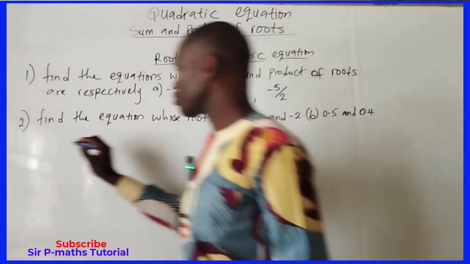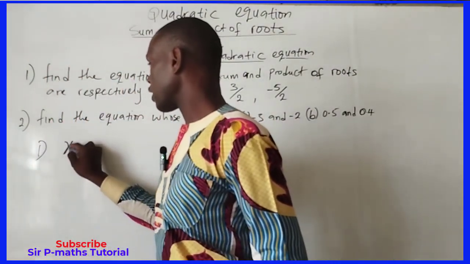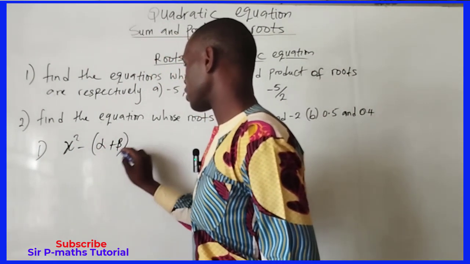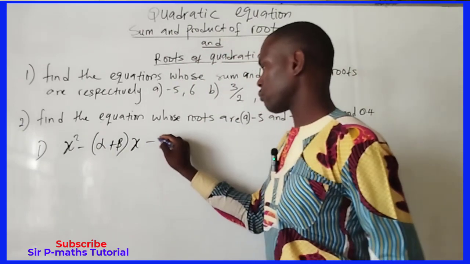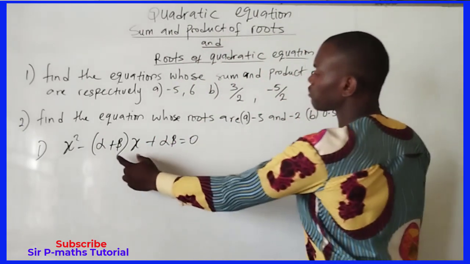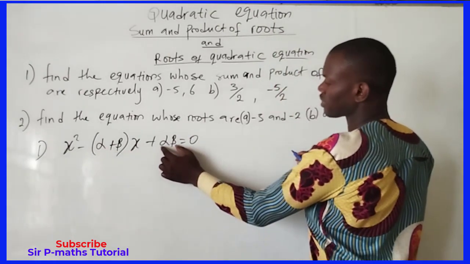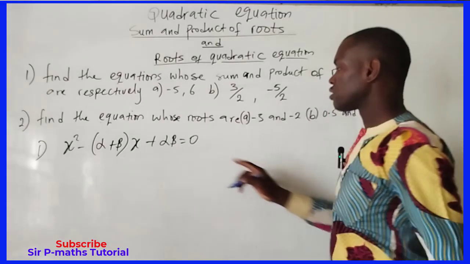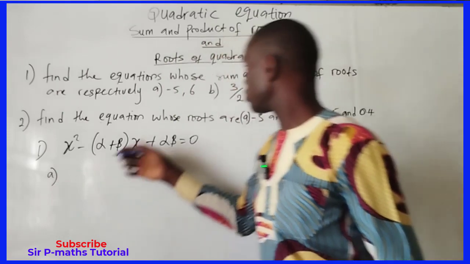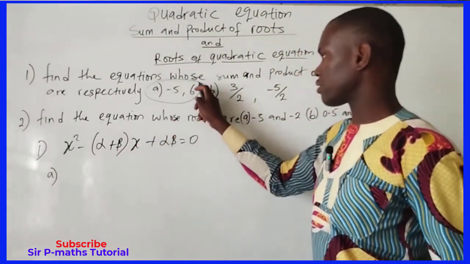To solve this, take note of the formula that says x squared minus (alpha plus beta) x plus alpha beta equals 0. Remember that the coefficient of x is our sum and the constant is our product, all right? So to solve this first problem here, we are only going to substitute our factors in the formula. Let us solve A first.